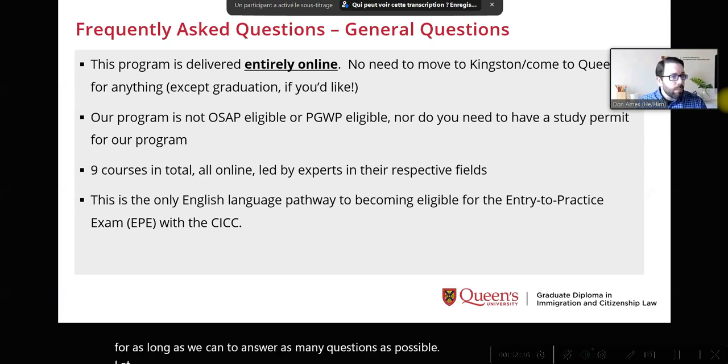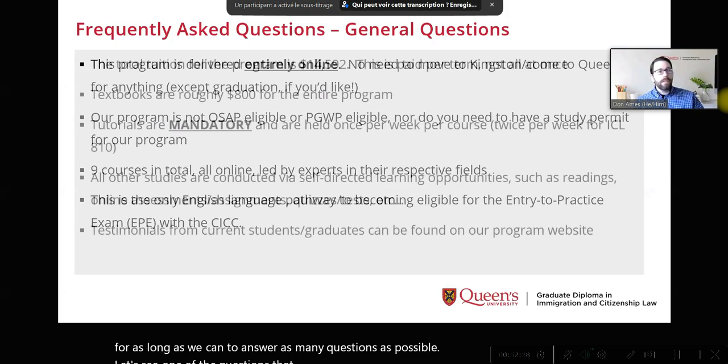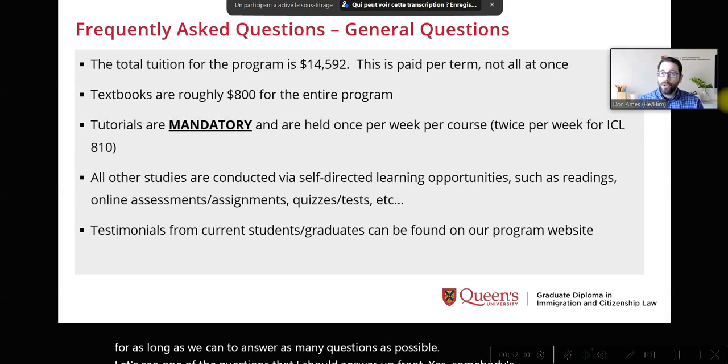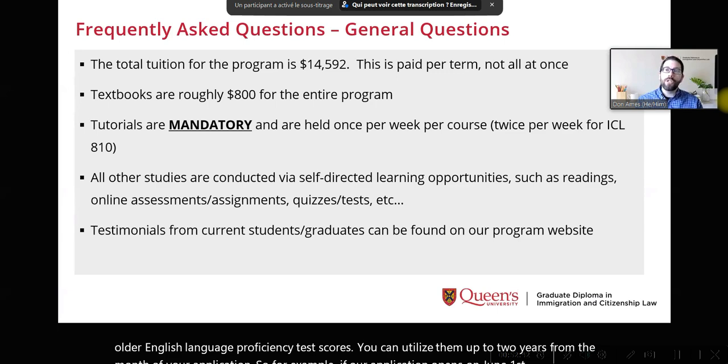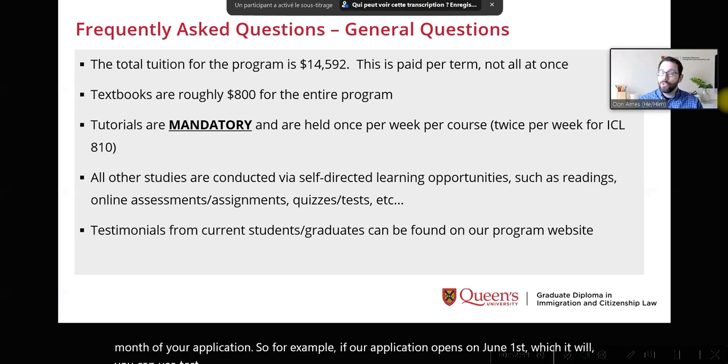Let's see. One of the questions that I should answer up front. Yes, somebody's asking about older English language proficiency test scores. You can utilize them up to 2 years from the month of your application. So for example, if our application opens on June 1st, which it will, you can use test scores from June 2021 and upward. Anything beyond June 2021, May, April, those are not going to be acceptable.